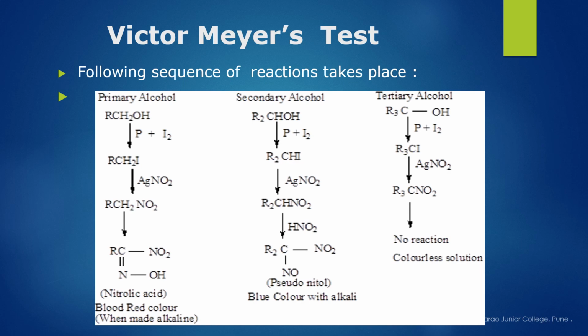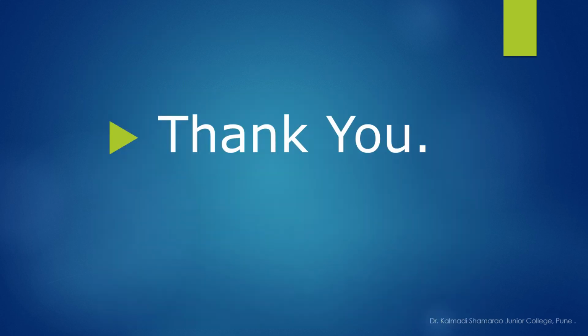Different types of alcohol give different observations. Primary alcohol gives blood red coloration, secondary alcohol gives blue color, and tertiary alcohols do not produce any color in the solution. This way we distinguish between primary, secondary, and tertiary alcohols. With this, reactions due to breaking of the C-O bond are completed. Thank you.